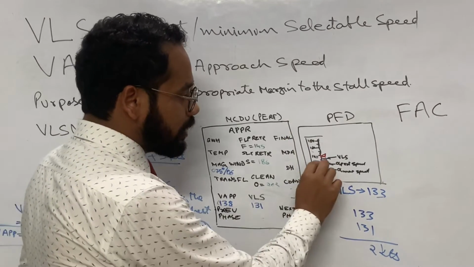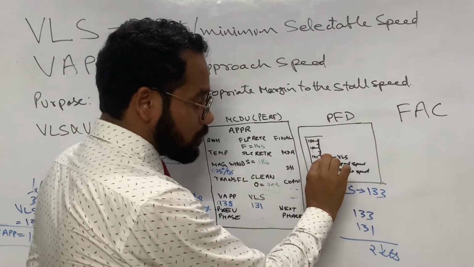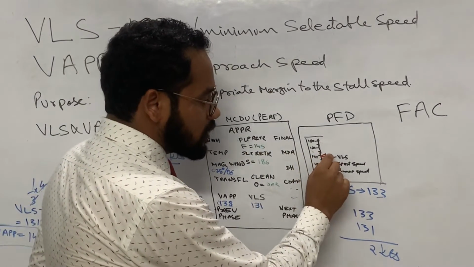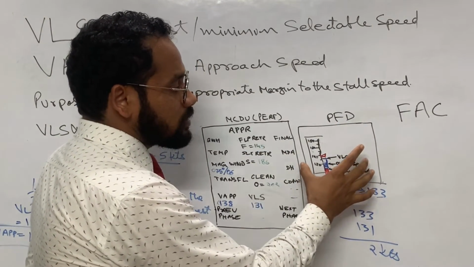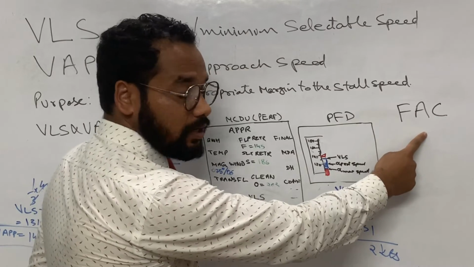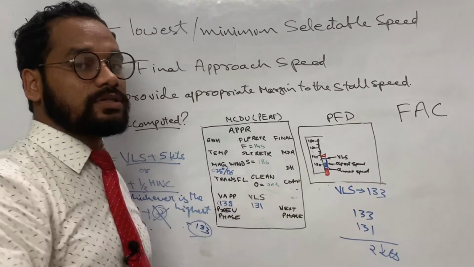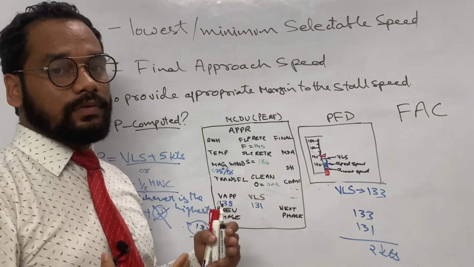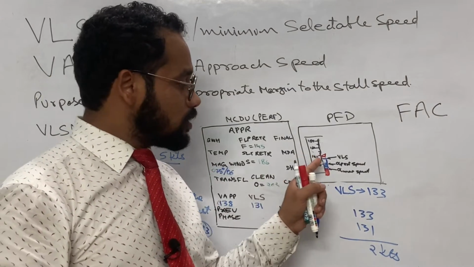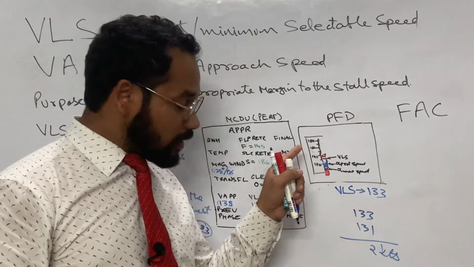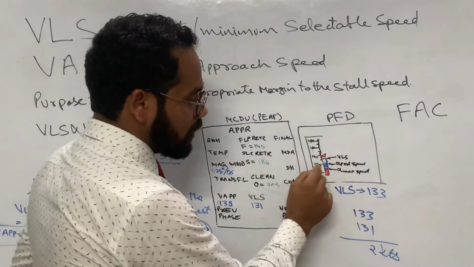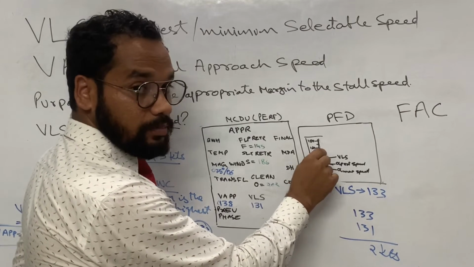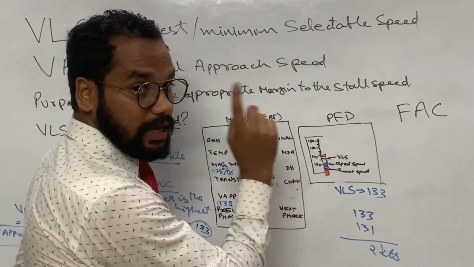So where do we see it on the PFD? On the speed scale, there will be an amber strip. The top of the amber strip is your VLS. This VLS on the PFD is computed by FAC, right? How is it computed? By taking into consideration the aerodynamic data and the gross weight and CG. Based on the accuracy of the calculation of gross weight and CG, the accuracy of VLS is also determined on the PFD. Next, we also get the approach speed here by means of a magenta color pointer, and this approach speed is calculated by FMGC.